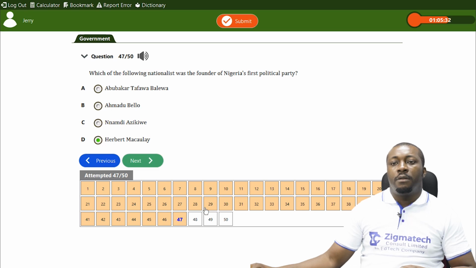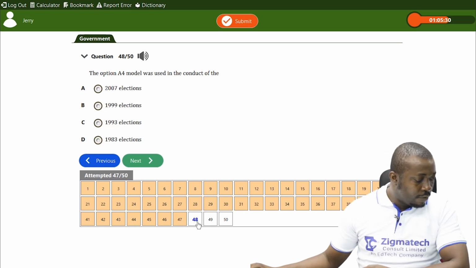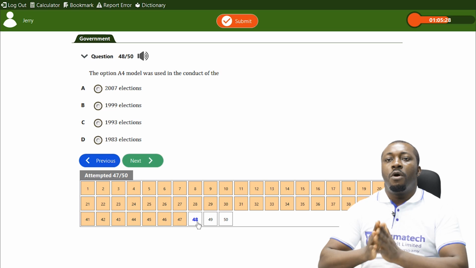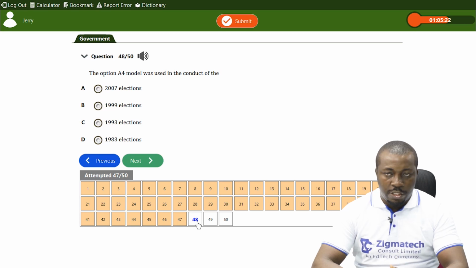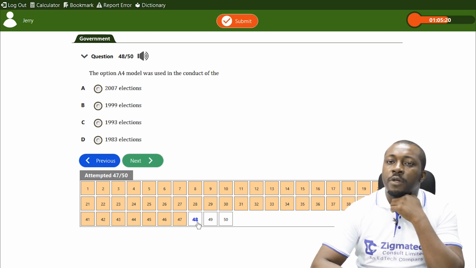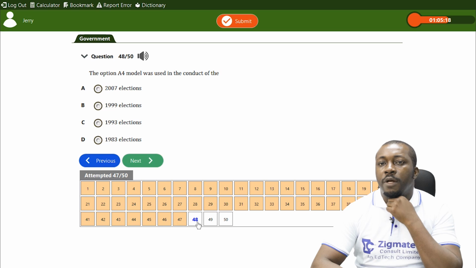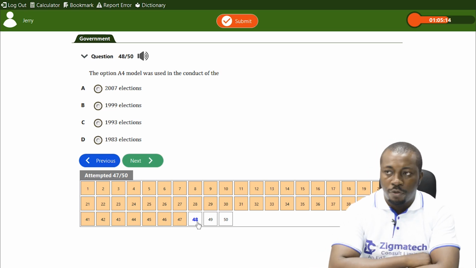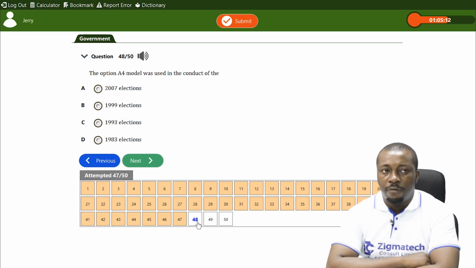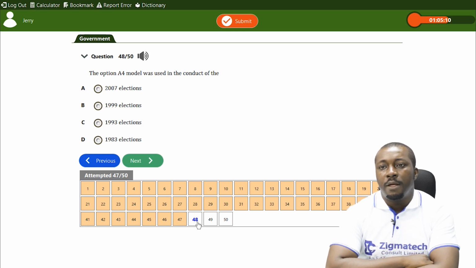Now, the next question says, Option A4 model was used in the conduct of which election? Now, Option A4 model was a model that was introduced by Professor Humphrey Nwosu, who was the chairman of the National Electoral Commission of Nigeria when the 1993 election was conducted.